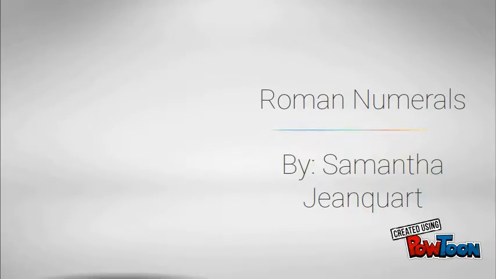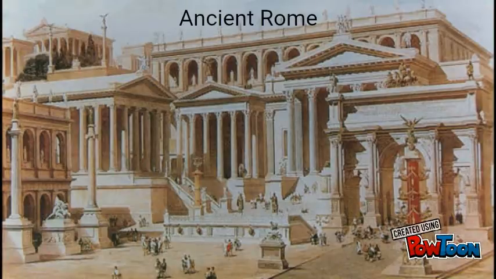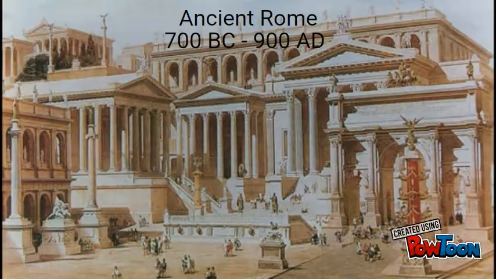I chose to do my project on the topic of Roman numerals, and Roman numerals use various letters to represent numbers, but where did Roman numerals originate? Roman numerals originated from ancient Rome. Ancient Rome spanned from about 700 BC to around 900 AD. Ancient Rome was located in modern-day Italy.